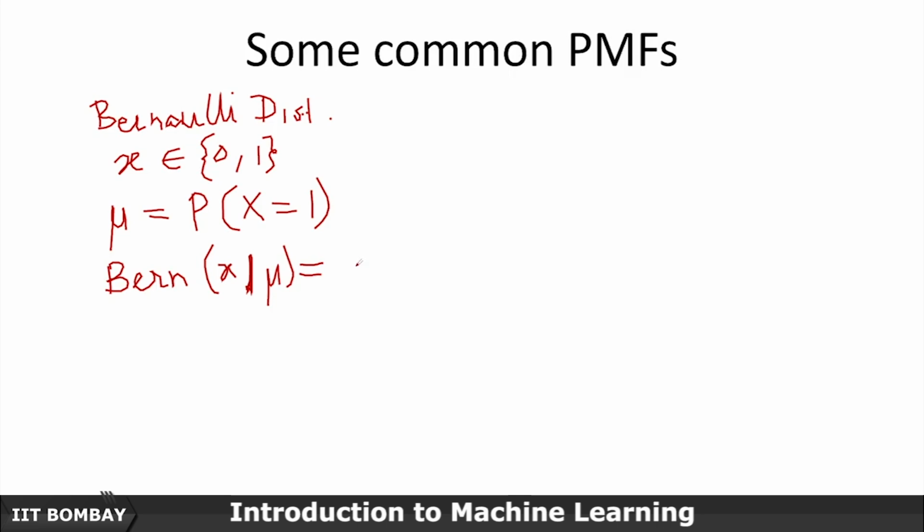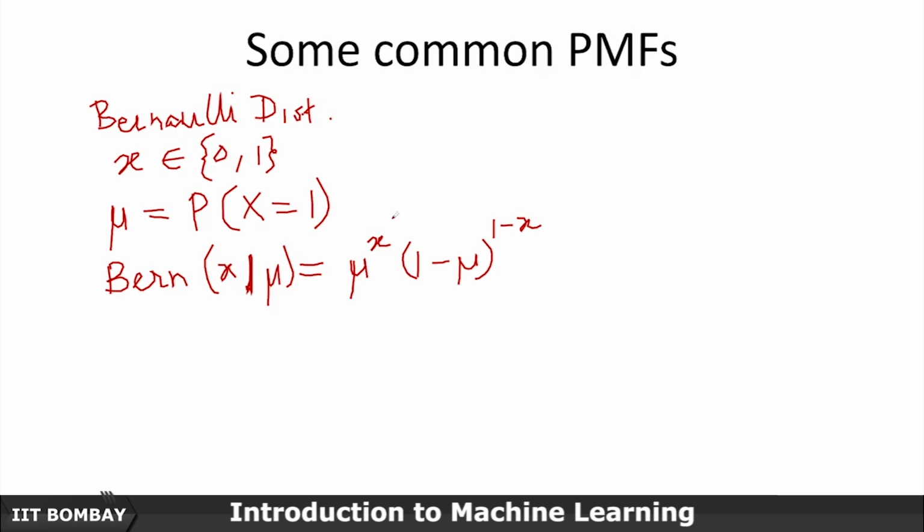This probability is going to be mu to the power x times 1 minus mu to the power 1 minus x. So, this particular form of this function is very important. You want to pay attention to this. You can see that this power x is either 0 or 1. It cannot take any value between 0 and 1 or outside of 0 and 1. It has to be either 0 or 1.